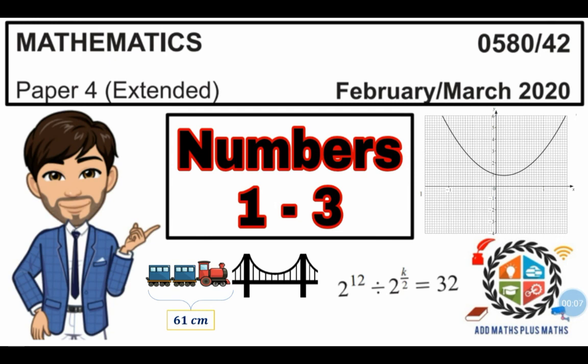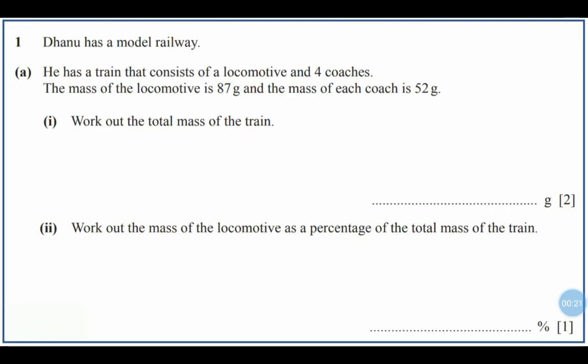I am now going to discuss IGCSE Mathematics Paper 4 Variant 2 of February-March 2020, numbers 1 to 3. Okay, first question. Danu has a model railway. He has a train that consists of a locomotive and 4 coaches. The mass of the locomotive is 87 grams and the mass of each coach is 52 grams. Work out the total mass of the train.